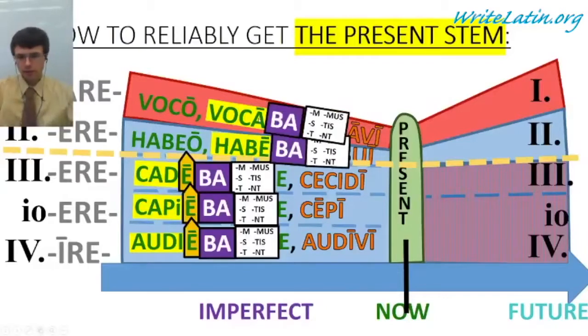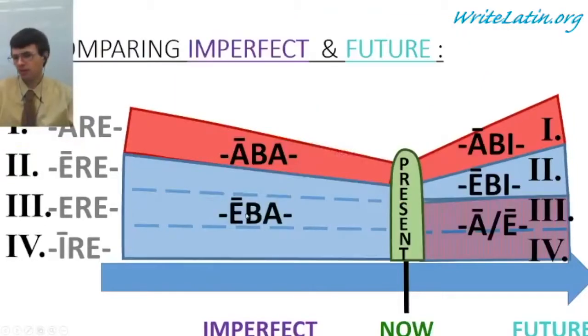But, okay, so rather than doing all of this, just notice something here. We have a long A, BA, long E, BA, long E, BA, long E, BA, long E, BA. So the simpler rule to remember is this. Again, ignore the futures on the right. For the first long A verbs, the sign of the imperfect is long A, BA. For everything else, it's long EBA.